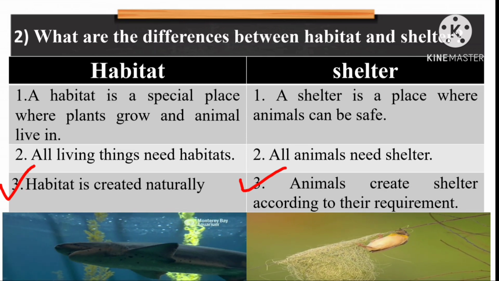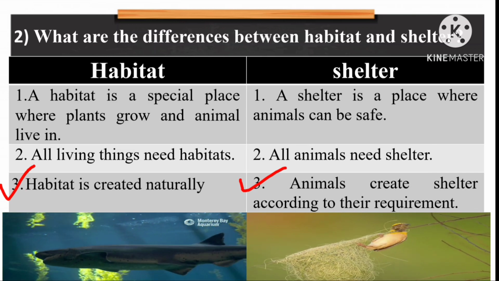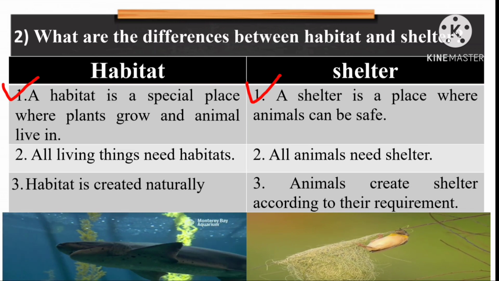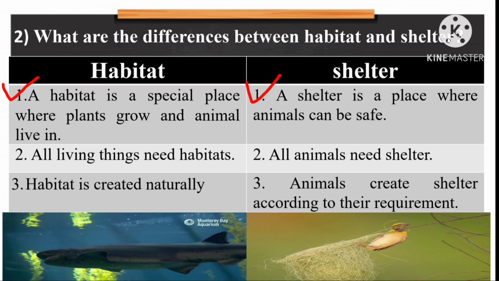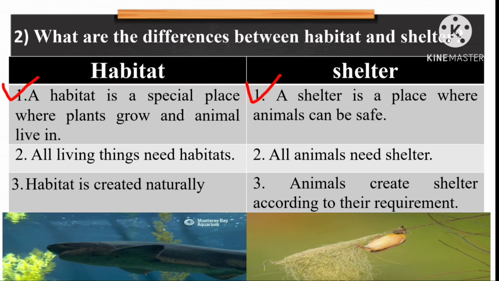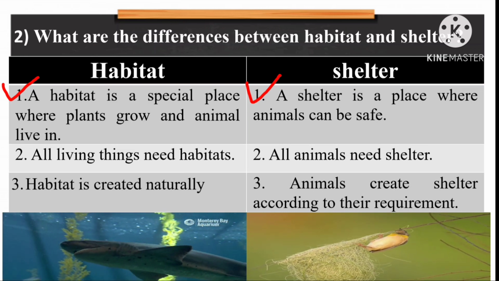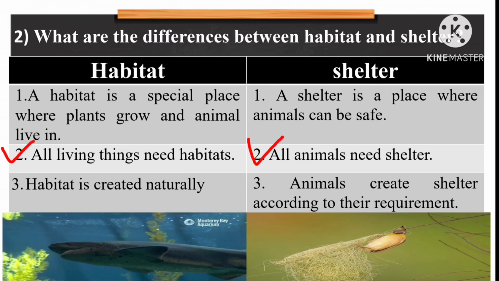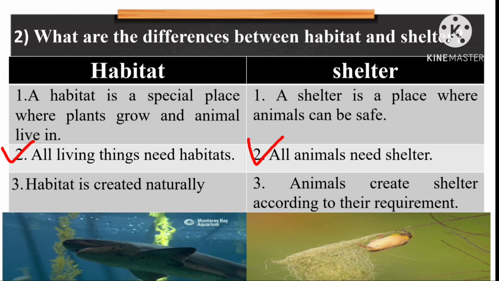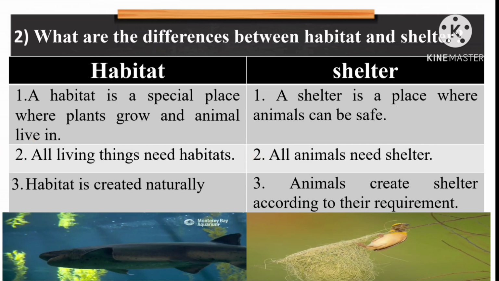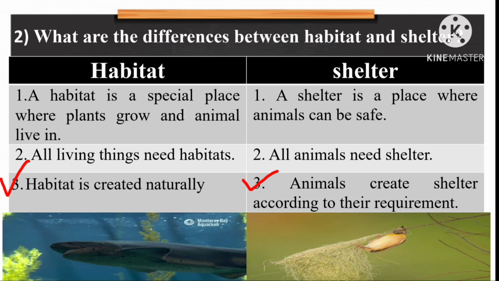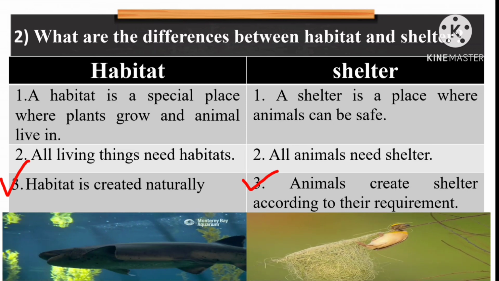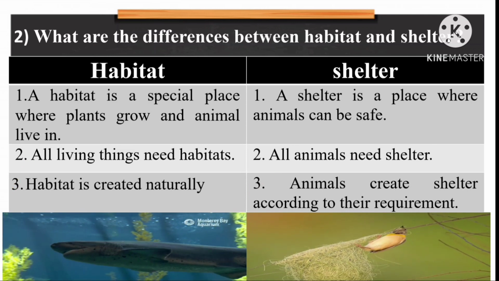So here we have learned three differences between habitat and shelter. Let's repeat it. What are the differences? A habitat is a special place where plants grow and animals live, and a shelter is a place where it can be safe. Second point is all living things need a habitat and all animals need a shelter. Third point is a habitat is created naturally, and a shelter is made by the animal according to their requirements. So let's move on to the third question.